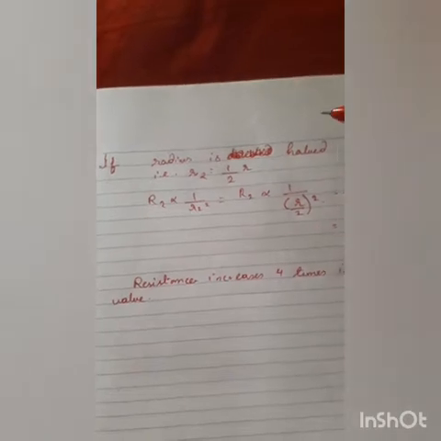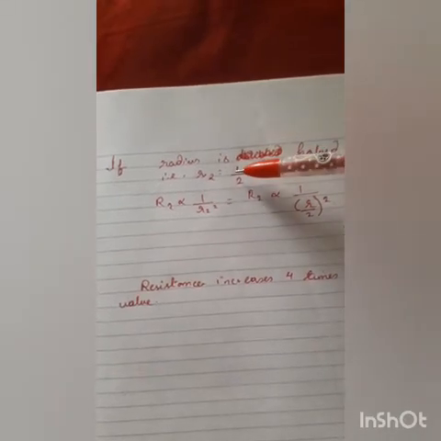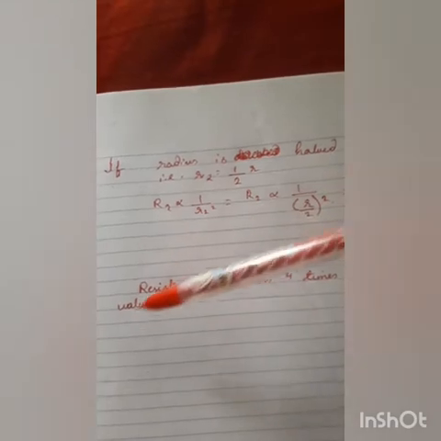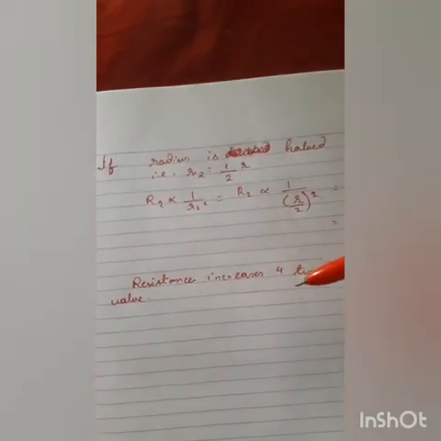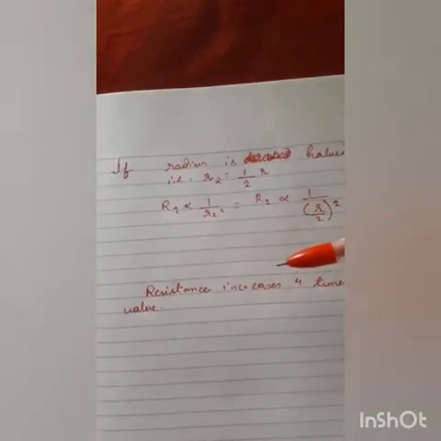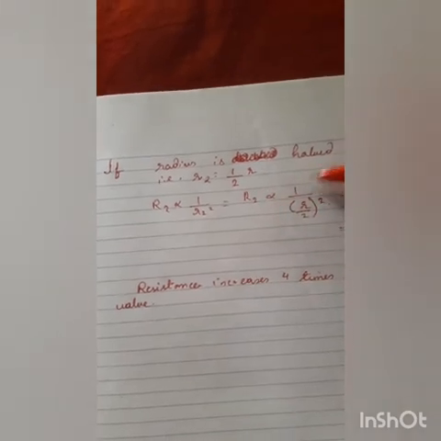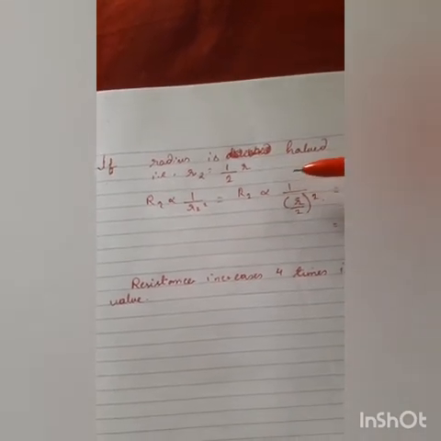Now in our book this part is given wrong. In the last part also it was given what will happen if radius is doubled. In this part also it is given what will happen if radius is doubled. It should be what will happen if radius is halved. Alright.